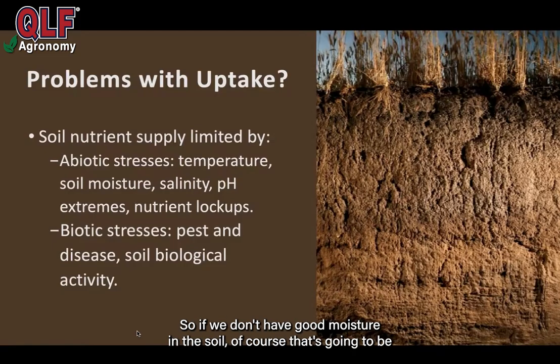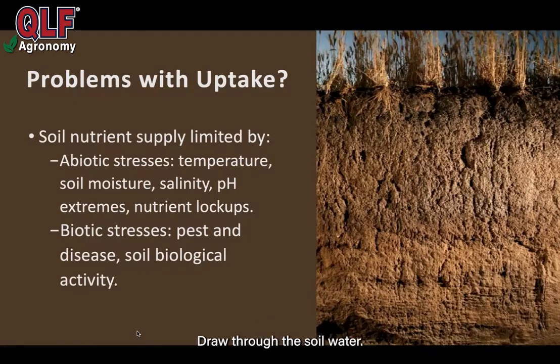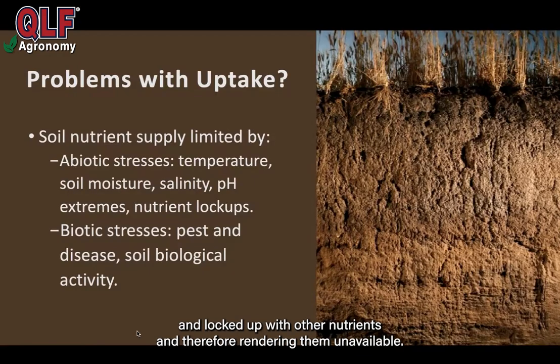If we don't have good moisture in the soil, of course that's going to be a limiting factor to some of that nutrient draw through the soil water. We have other soil extremes like pH extremes or salinity or sodicity issues, for example, that could also be limiting factors, or other things like nutrient lockups, where again the nutrients are present, but they're bound tightly and locked up with other nutrients and therefore rendered unavailable.